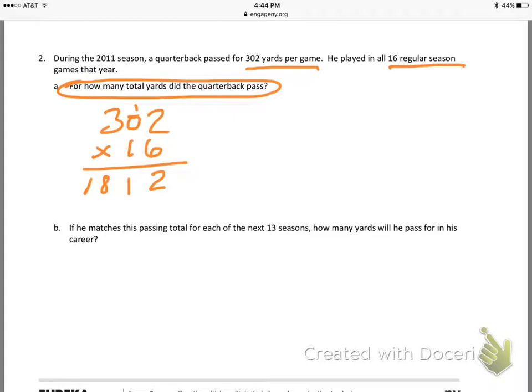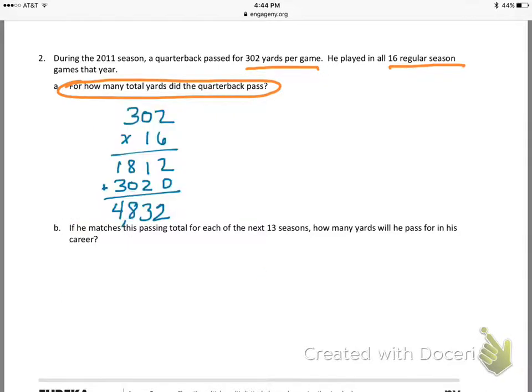Now I'm going to multiply the 10 times the 302. I'll put a 0 in the ones place. And then 1 ten times 2 is 2 tens. 1 times 0 is 0 hundreds. And then 1 ten times 3 hundreds is 3 thousands. I'm going to add that together. I had to rewrite that because I was running out of space. But my final answer when I add those two partial products together is 4,832 yards.